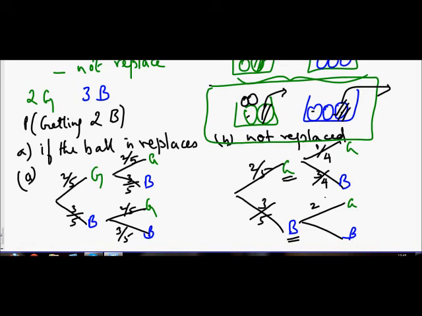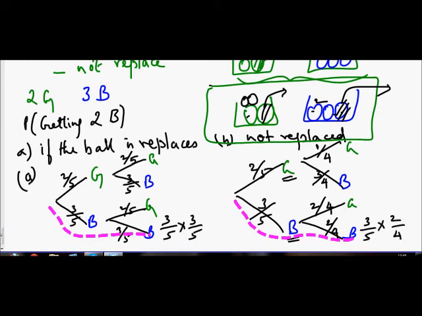Okay, so 2 green balls out of 4 total balls, and again you have 2 blue balls out of 4 total balls. So this is how the tree diagram would look. So what is it when you are getting 2 blue balls? In the first case, your probability would be along this path, which would be 3 over 5 times 3 over 5. Just multiply the branches. In this case, the probability would be along this branch, but the probability would change to 3 over 5 times 2 over 4.